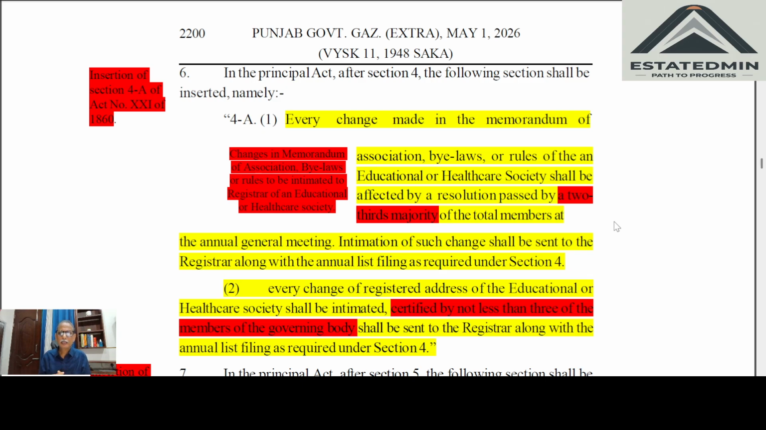And intimation of such change, if a change has occurred, shall be sent to the registrar along with the annual list filing as required under section 4. So now the main aspect is any change in the memorandum of association or in the rules and regulations must be passed by two-third majority, and such resolution has to be submitted at the time of filing the list of members when it is due annually.